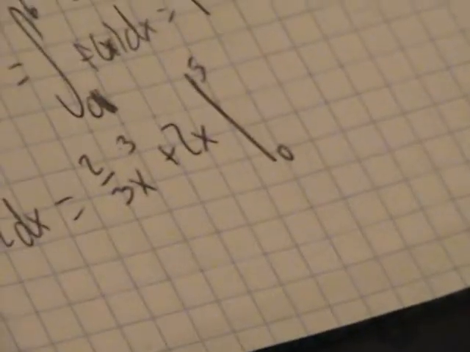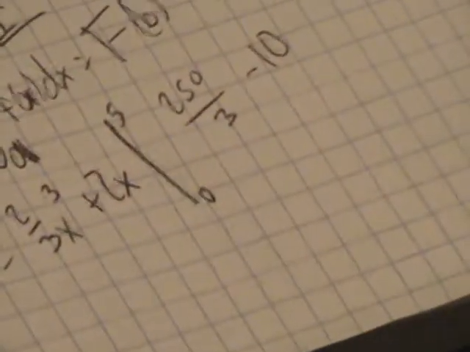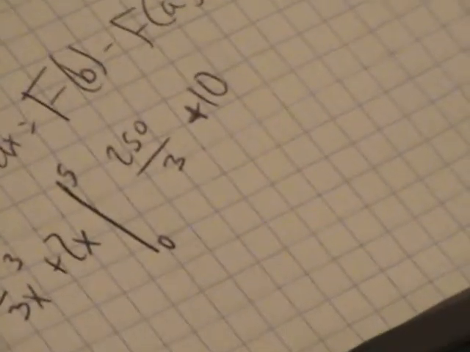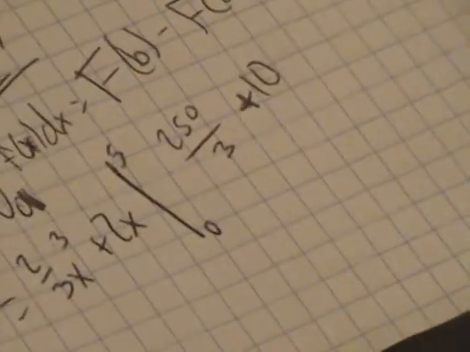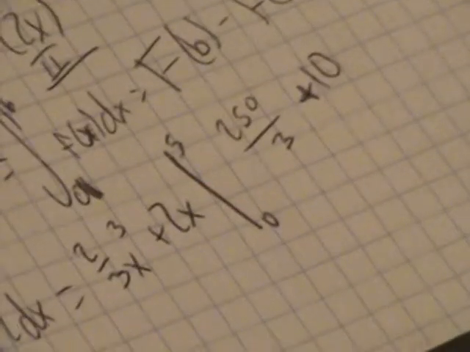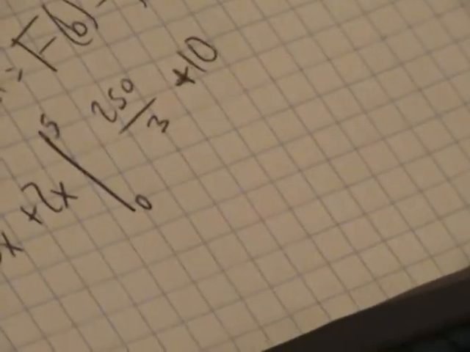So you're going to have 250 over 3 plus 10 as your answer. Oh, my bad, plus 10. But normally it would be minus 0, whatever the bottom is; here the bottom is 0. If it was like from 2 to 5, you'd have to plug in 2 and subtract that whole answer. And then subtract 250 over 3 plus 10 minus the whole thing with 2 plugged in, whatever that may be, which in this case would be 16 over 3 plus 4. So that's basically the end.